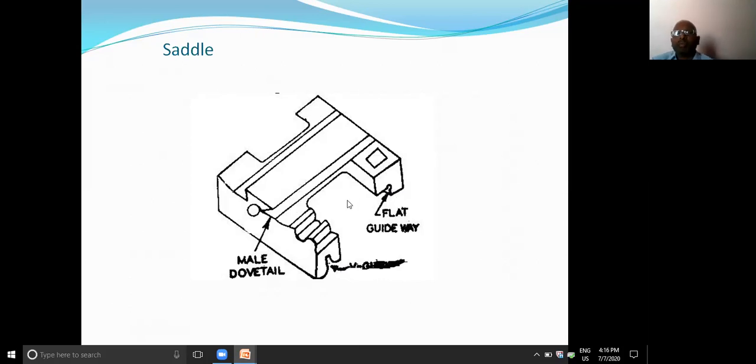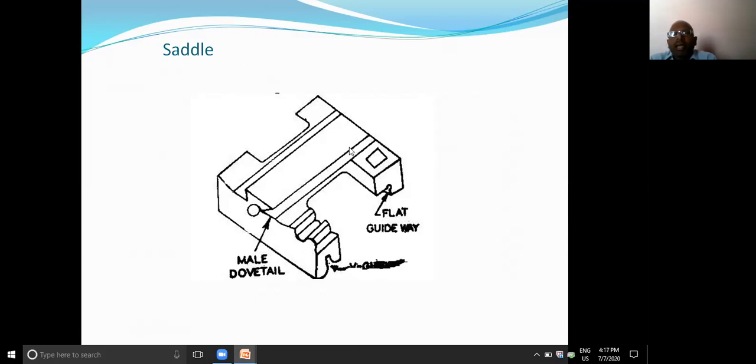That's why this particular saddle consists of two different grooves. One groove is a V groove and the other is a flat or rectangular guideway. Now the total movement of the carriage is caused with the help of this particular saddle.